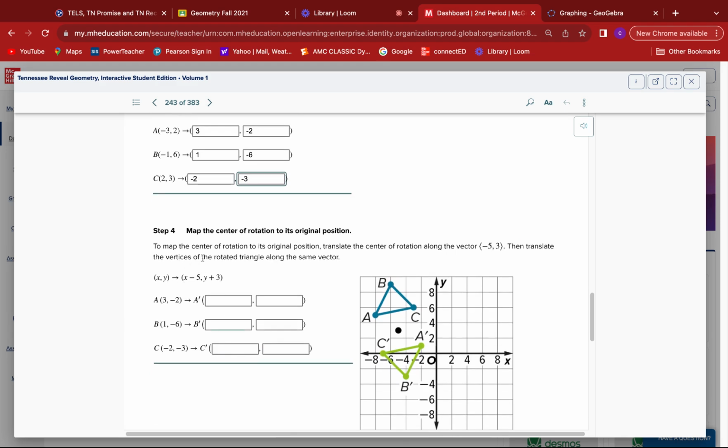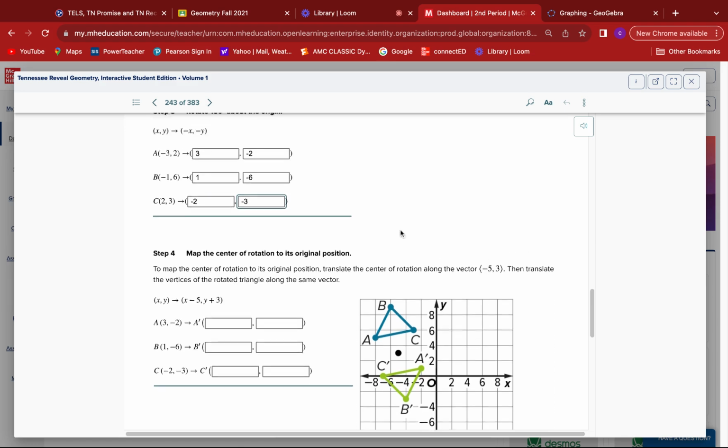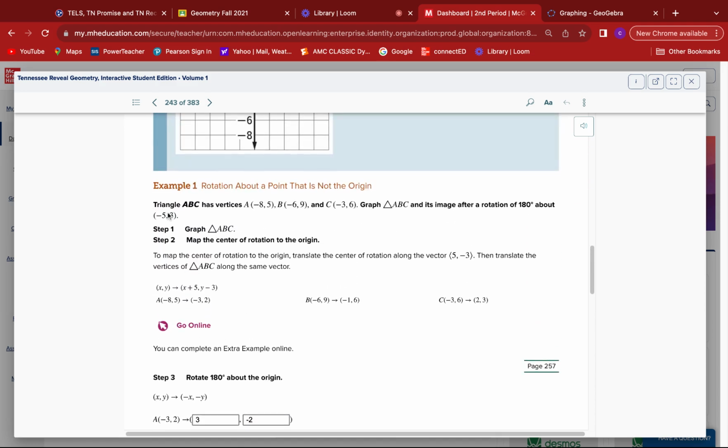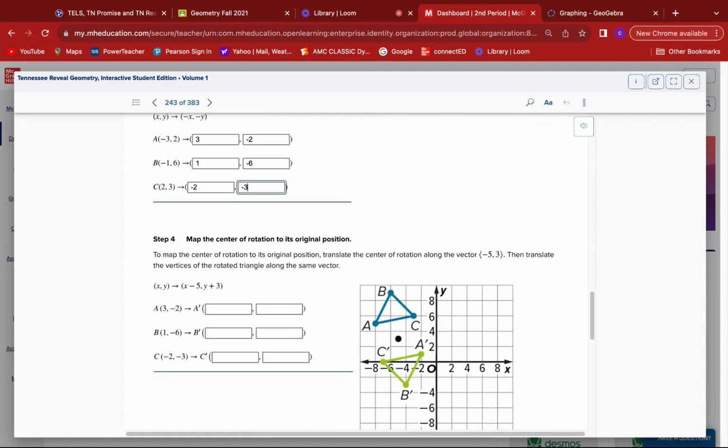All right, so they're going to map the center of rotation to its original position. That means they're going to translate the center of rotation along the vector -5, 3. So they're going back to their original -5, 3. All right, which means what they're going to do, a little plugging and chugging. So then translate the vertices of the rotated triangle along the same vector.